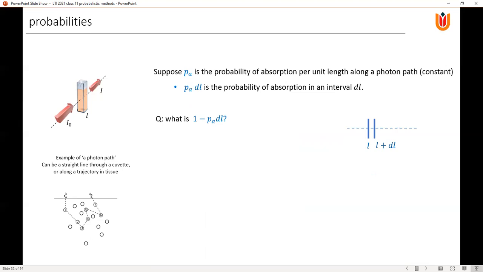If PA times DL is the probability of absorption in an interval of DL, what is then 1 minus PA times DL? Yeah, the probability of not absorbing. That is, in this case, because there is no other mechanism, that means scattering, transmission. So the probability of not absorbing.